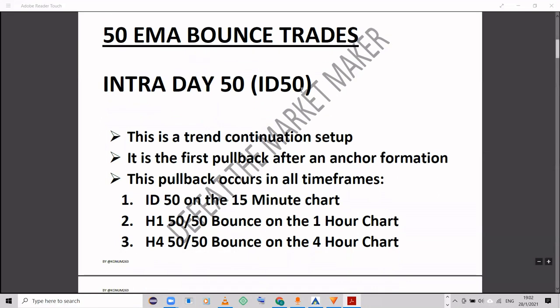Actually, this trade setup is a trend continuation setup. It is the first pullback after an anchor is formed. After an anchor formation, this pullback occurs in all time frames. The first one is the ID50, which occurs on the 15-minute time frame, and the second one is the H1 50 bounce, which occurs on the 1 hour chart. The third one is the H4 50 bounce, which occurs on the 4-hour chart.